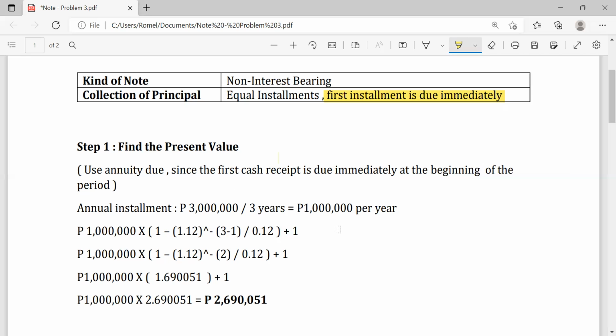Magkano yung annual installment? Every year, how much money will we receive? So the annual installment is 3 million pesos divided by 3 years. Kasi 3 years ang installment. So because of that, the annual installment is 1 million pesos per year.